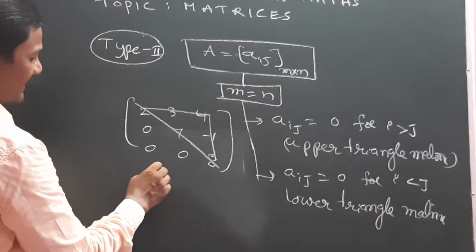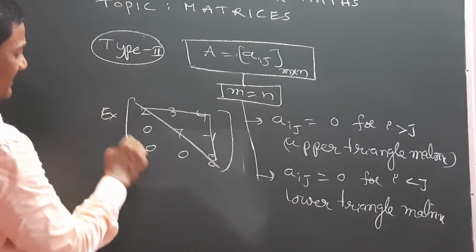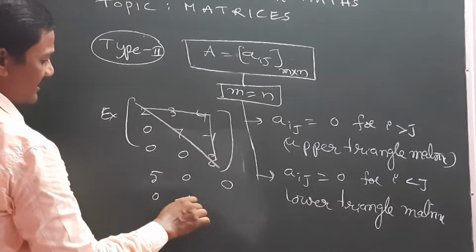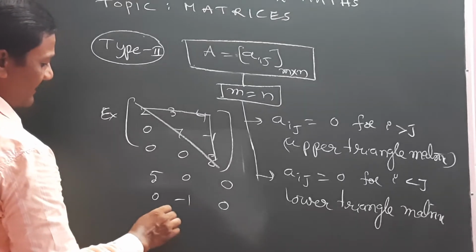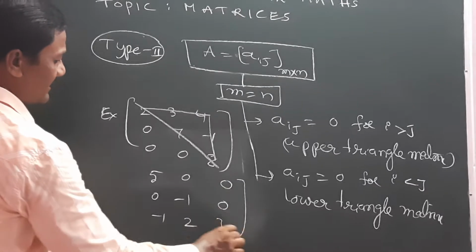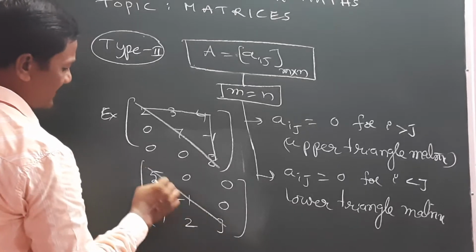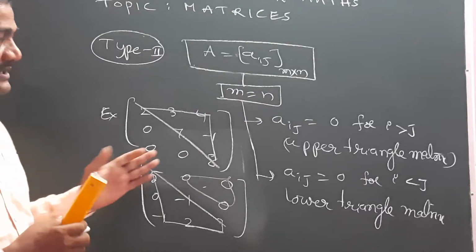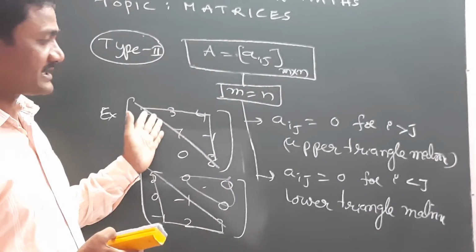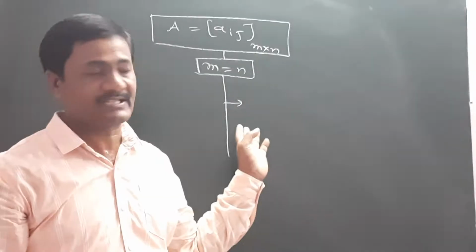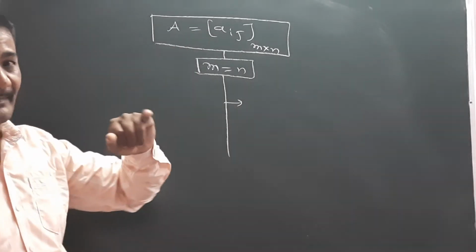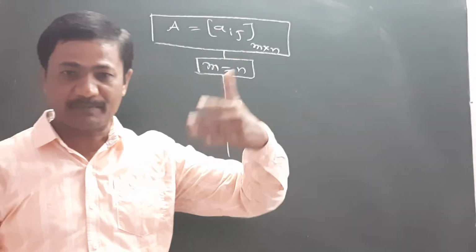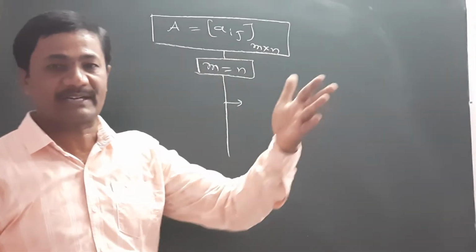Similarly, a lower triangle example is 5, 0, 0, 0, minus 1, 0, minus 1, 2, 3. Here the elements above the principal diagonal are 0. This is a lower triangle matrix. The earlier one is an example of an upper triangle matrix. So, below principal diagonal elements 0 is an upper triangle matrix. Above principal diagonal elements 0 is a lower triangle matrix.